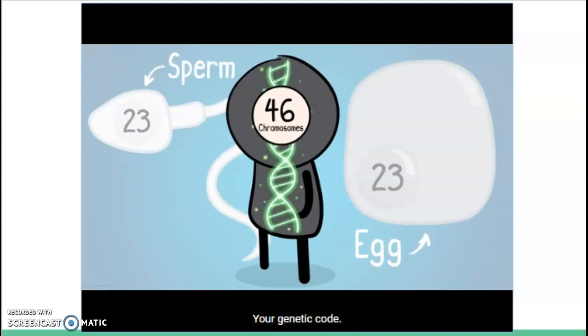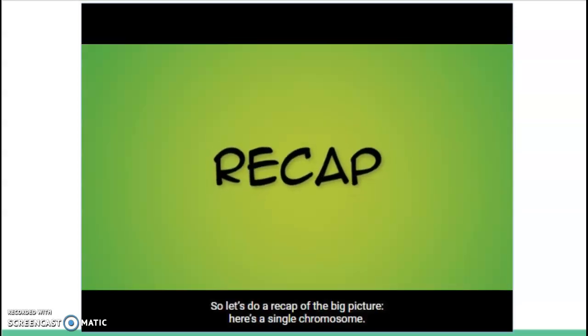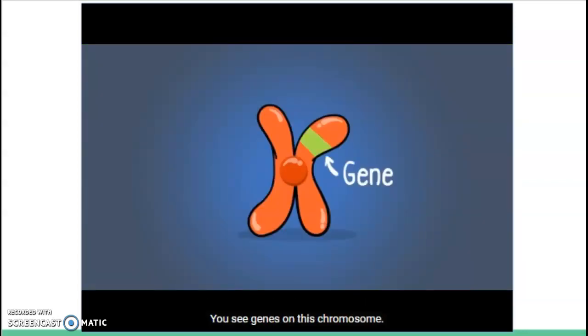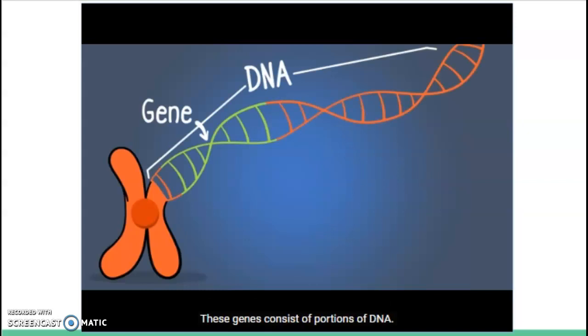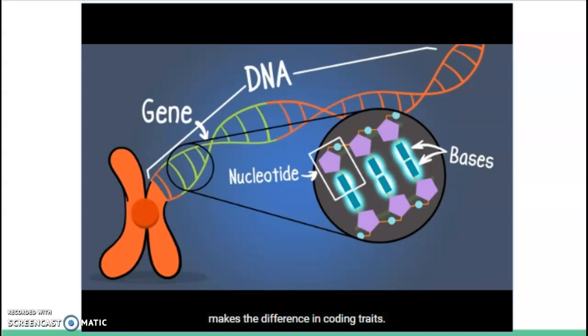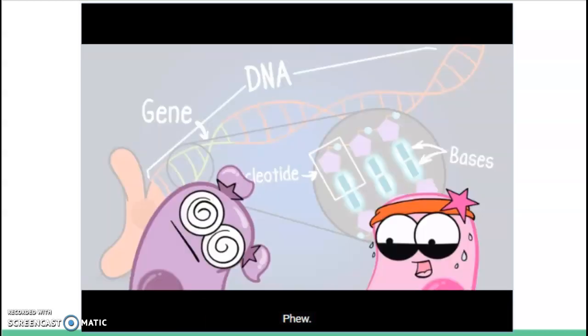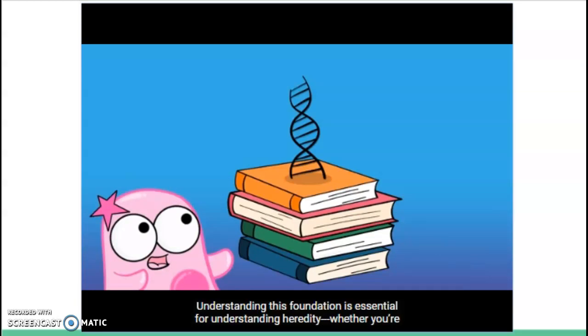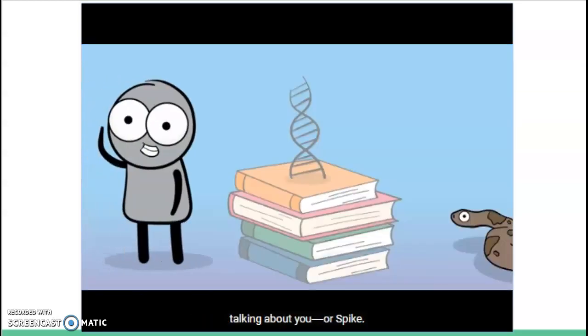your genetic code. So let's do a recap of the big picture. Here's a single chromosome. You see genes on this chromosome. These genes consist of portions of DNA. DNA is made up of nucleotides, and it's these bases here, the sequence of them, that makes the difference in coding for traits. Understanding this foundation is essential for understanding heredity, whether you're talking about you or Spike.